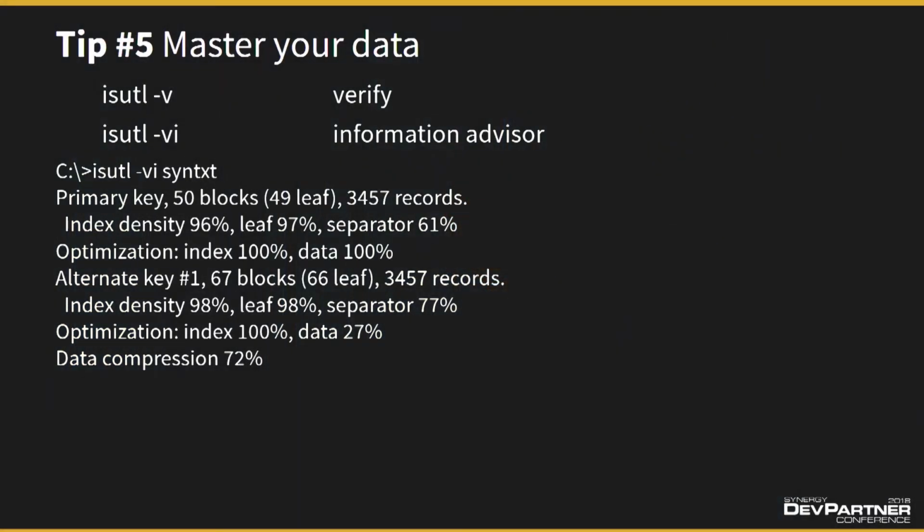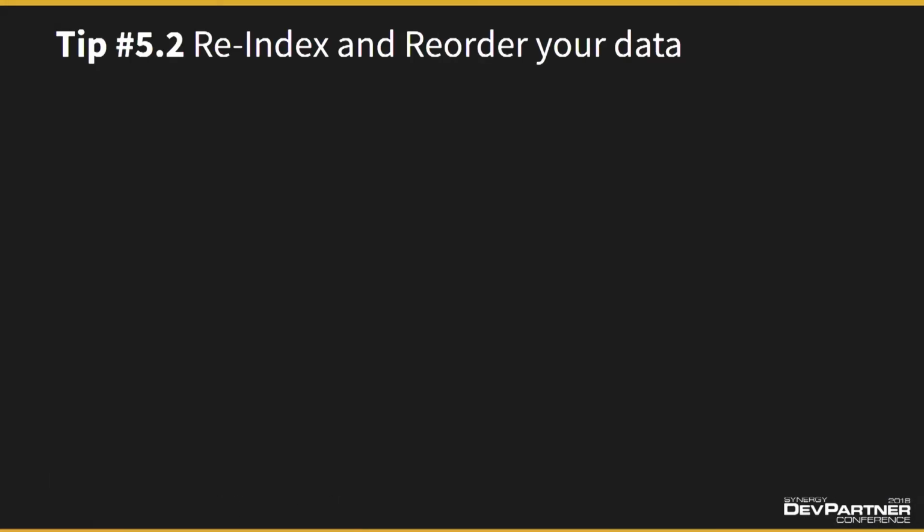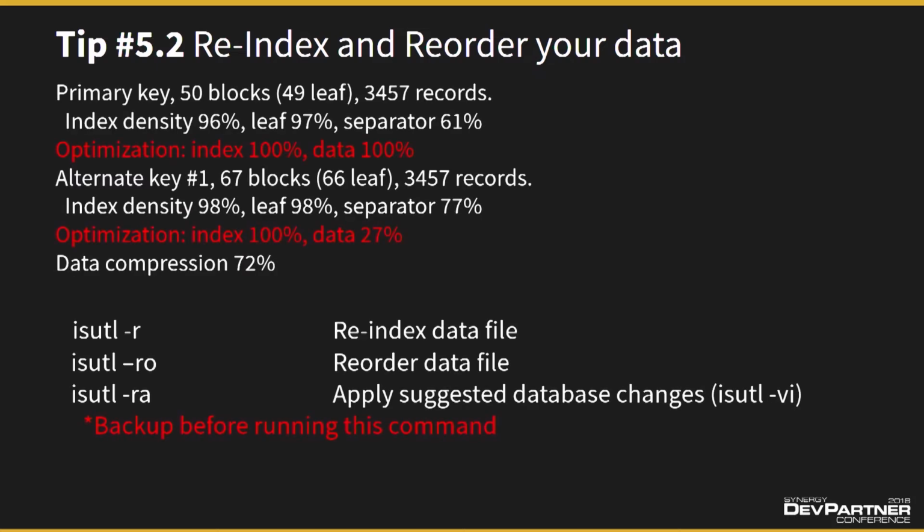So let's dive into each of these pieces here on your ISUtil-VI. Re-index and reorder your data. What we're talking about here is that optimization line right there. This gives you a percentage of how optimized your ISAM file is. If it's getting low, you can use ISUtil-R, which takes care of the index part, and then you can use ISUtil-RO to take care of the data portion.